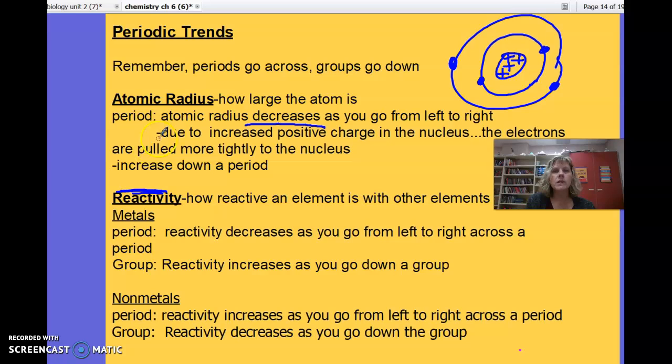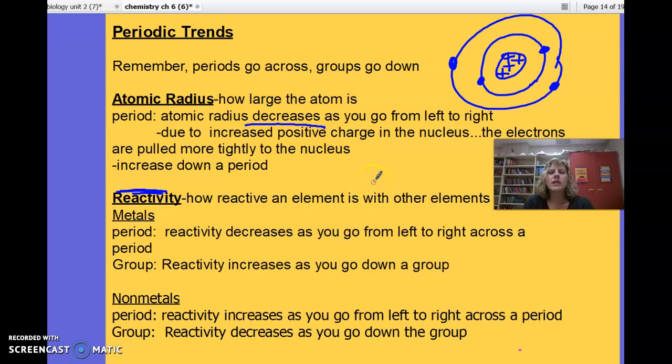The trends that we see, atomic radius decreases as you go from left to right. It increases as you go down a group. And I explained why. It's because those electrons are pulled more tightly toward that now more positively charged nucleus than it was before.